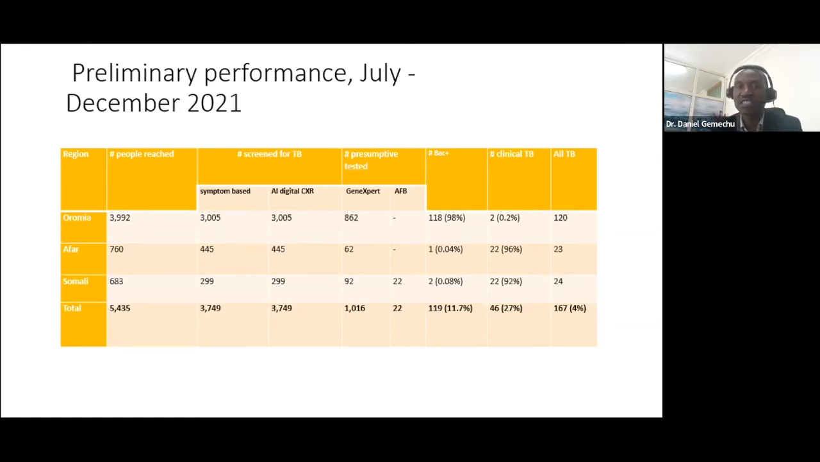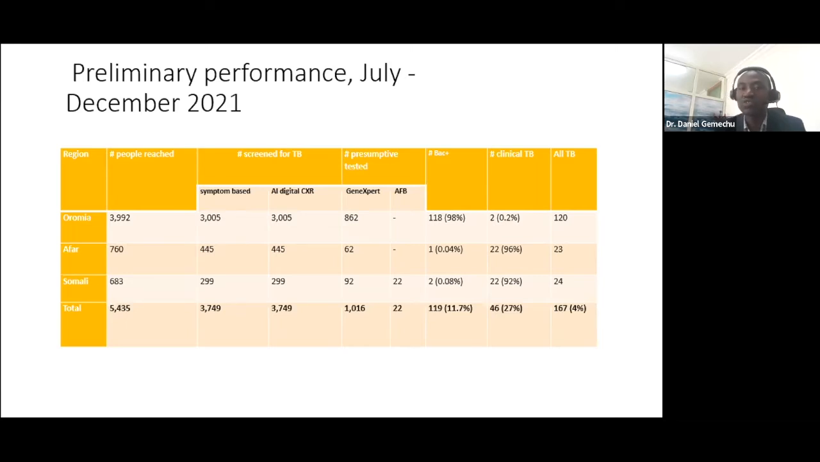In Afar, it has also reached around 760 people, and then we screened around 445 clients who have TB symptoms, and among them you could see around 62 patients were bacteriologically positive among those screened by AI technology. And in Somalia also we found around 92 patients who were bacteriologically positive, but around 300 accessed the AI technology for screening.